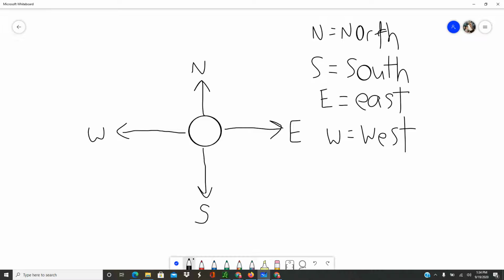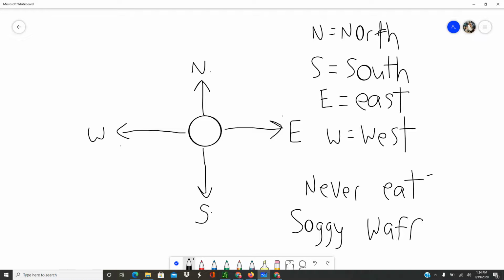And a very easy way to remember the directions, north, south, east, and west, or as I look at it, north, east, south, and west, is never eat soggy waffles. Never eat soggy waffles. Okay, very easy way for us to remember the directions that we're going in.